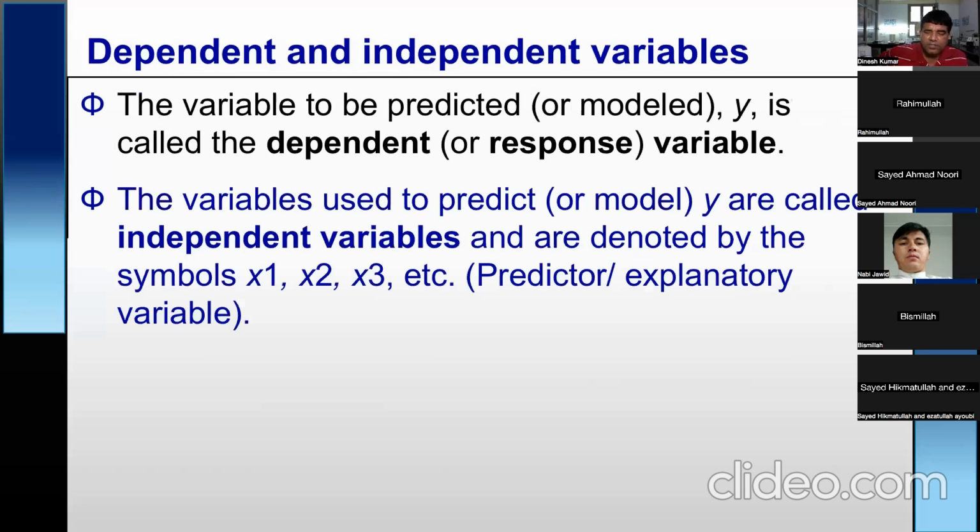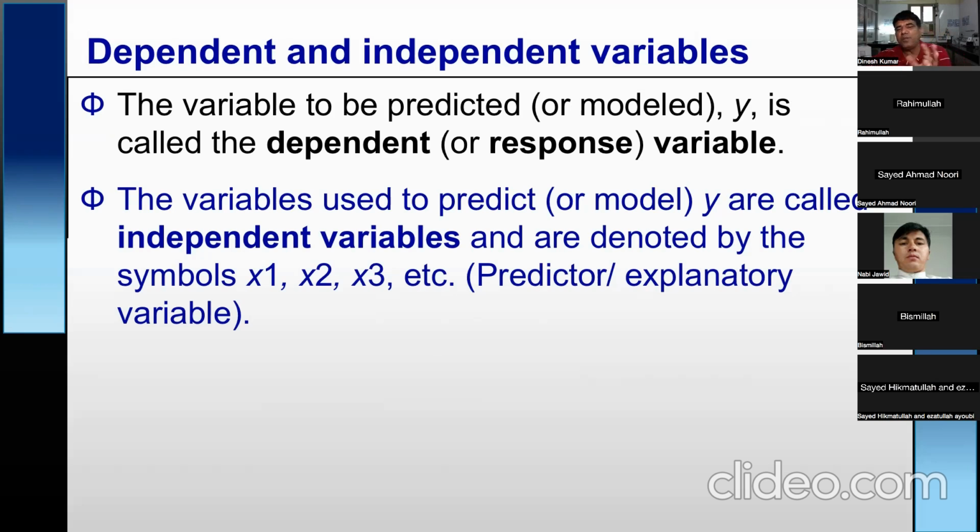Now, friends, just some terminology before we go deep into the subject. Dependent and independent variable. The variable to be predicted, that variable which we are going to model or predict, is called the dependent variable. Dependent variable is also called the response variable. Similarly, variables used to predict or model y are called independent variables and are denoted by the symbols x1, x2, x3. These variables are also called predictor or explanatory variables.